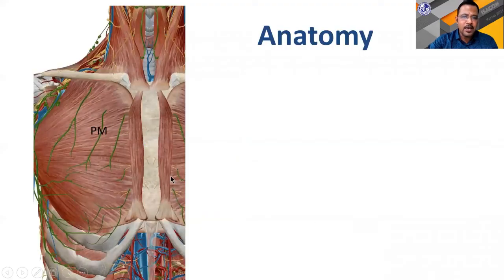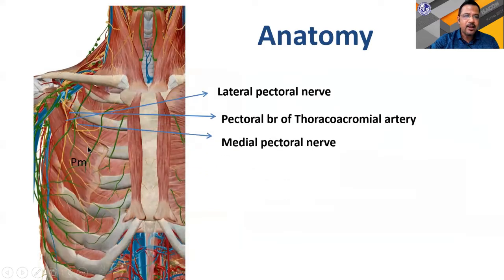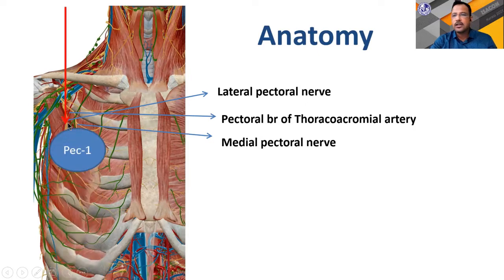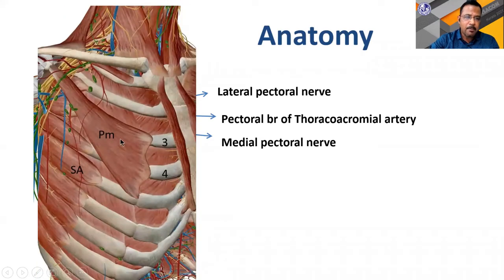Now coming to the anatomy, this is the PEC major muscle. If I remove the PEC major muscle, you can see the PEC minor muscle, and you can see the pectoral branch of the thoracoacromial artery, and just along with it, you can see the lateral and medial pectoral nerve. If I bring the needle at this level and deposit the drug, it becomes a PEC-1 block.